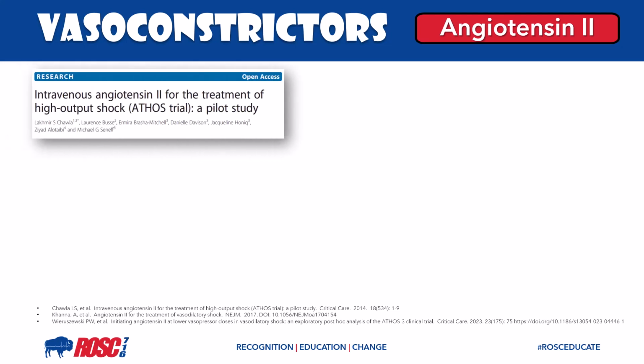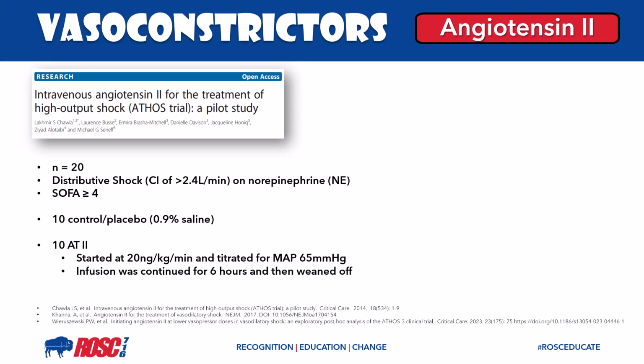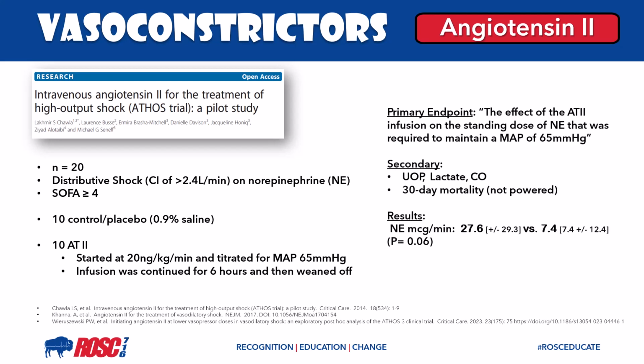This is the medication's initial pilot trial out of George Washington University. It included 20 patients. Inclusion criteria was that the patient had to be in distributive shock on norepinephrine and had to have a SOFA score of 4 or greater. In conjunction with their norepinephrine, 10 patients received placebo and 10 patients received angiotensin II, starting at 20 nanograms per kilo per minute. The primary endpoint was the effect that angiotensin II infusion had on the standing dose of norepinephrine.